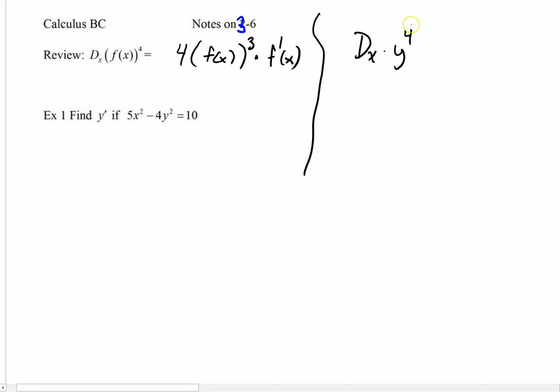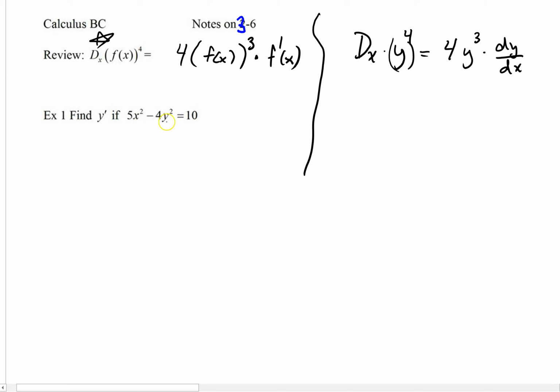And then we'd say, well, how do I take this derivative of y, a function of x? Well, just what you did right here. The derivative of the outside, bring down that 4, subtract a 1, and then you'd say multiply through by the derivative of the inside. The derivative of the inside we'd write as dy dx. And guys, that's what implicit differentiation is all about. We're assuming that y is a function of x, and we're going to take the derivative via the chain rule. So let's take a look at example 1.